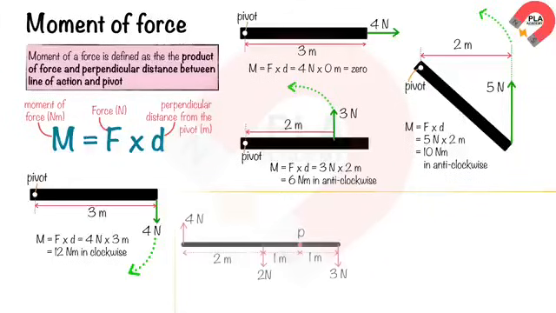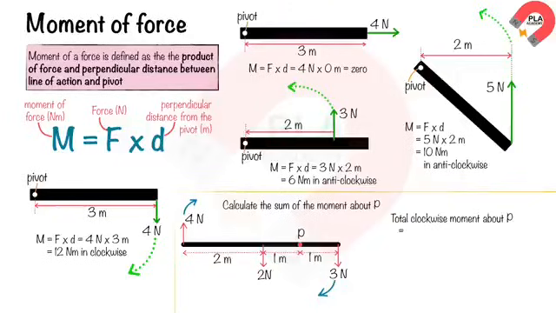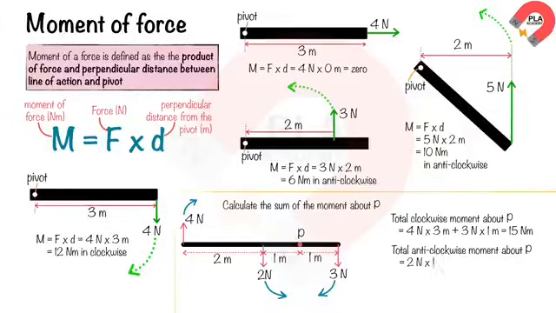Fifth example, a diagram shows the forces acting on a light beam and the distance of each force from point P. Calculate the sum, or resultant, moment about P. Clockwise moment about P is caused by forces of 3 newtons, 1 meter from P, and 4 newtons, 3 meters from P. So, the total clockwise moment equals 4 times 3 plus 3 times 1, which is 15 newton meters. Anticlockwise moment about P is caused by only 2 newtons, 1 meter from P. So, the anticlockwise moment equals 2 times 1, which is 2 newton meters.